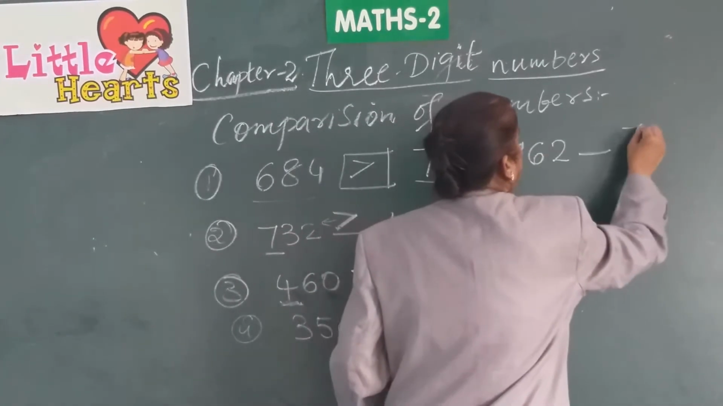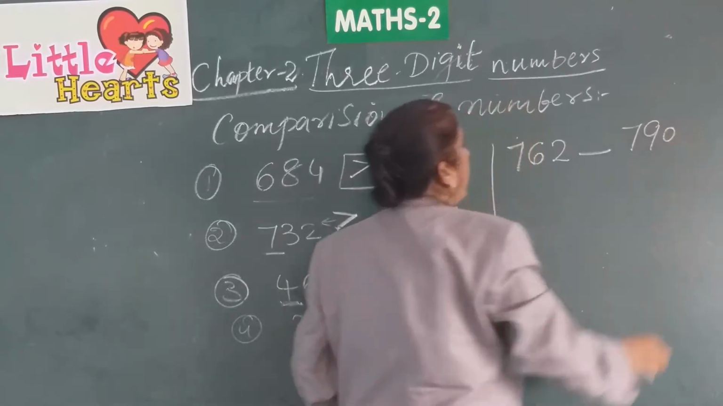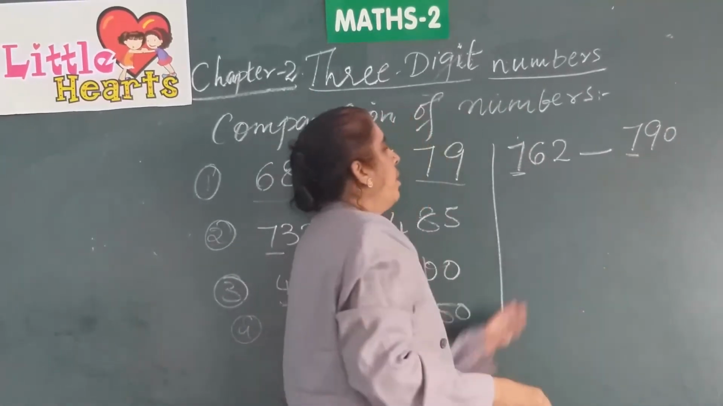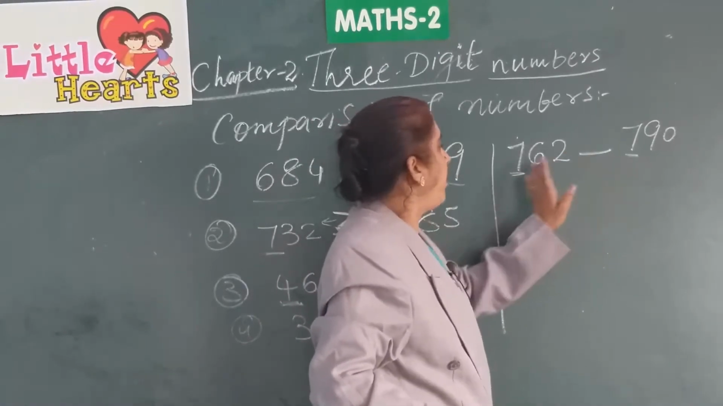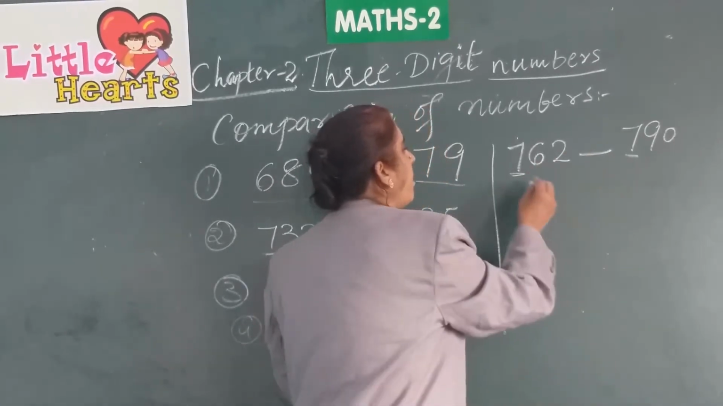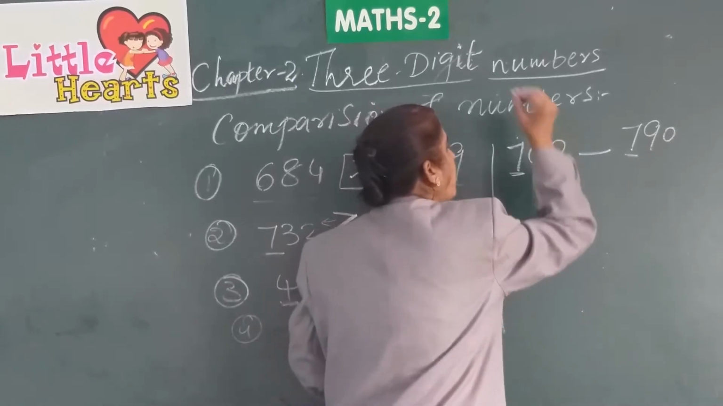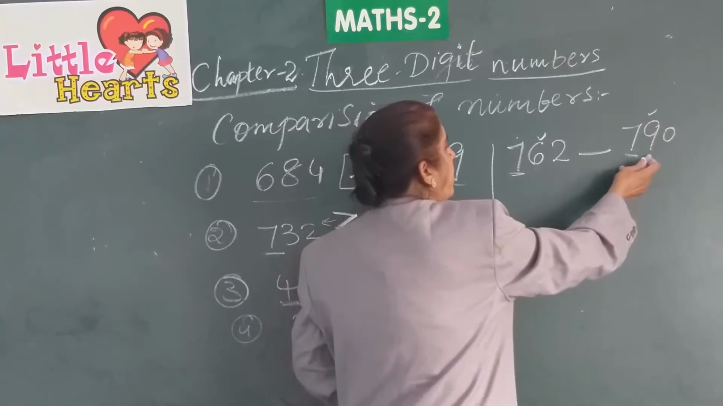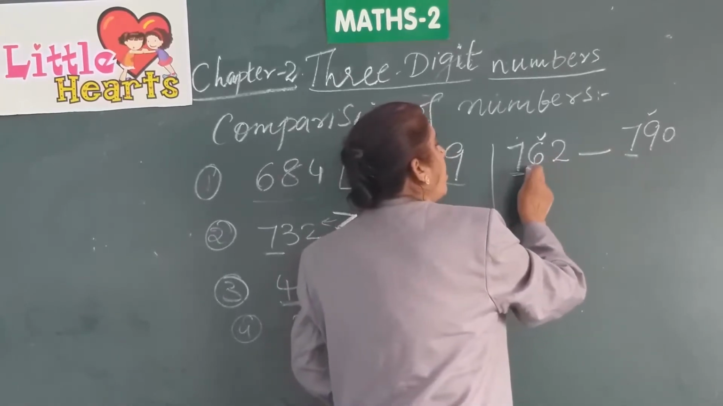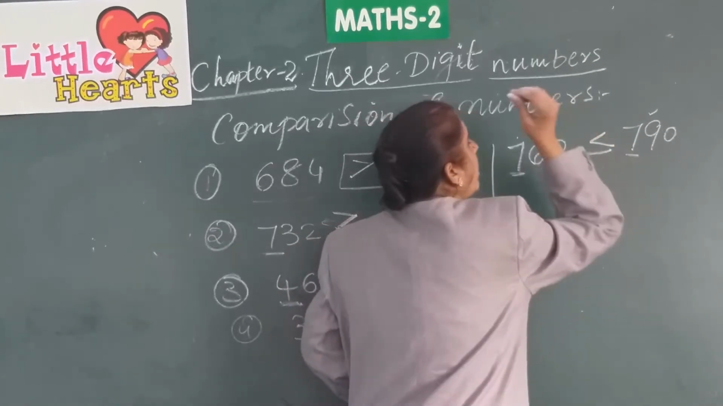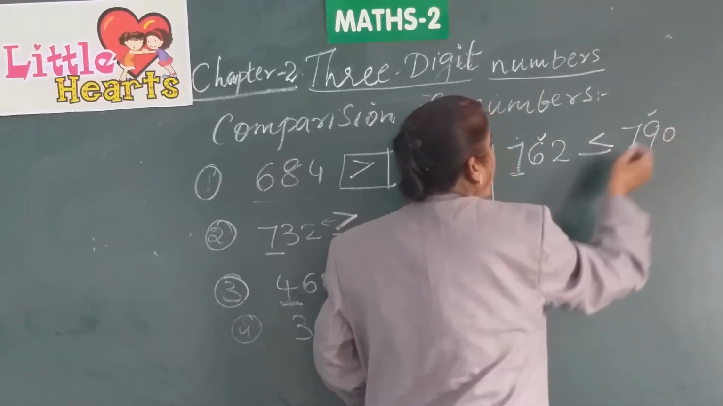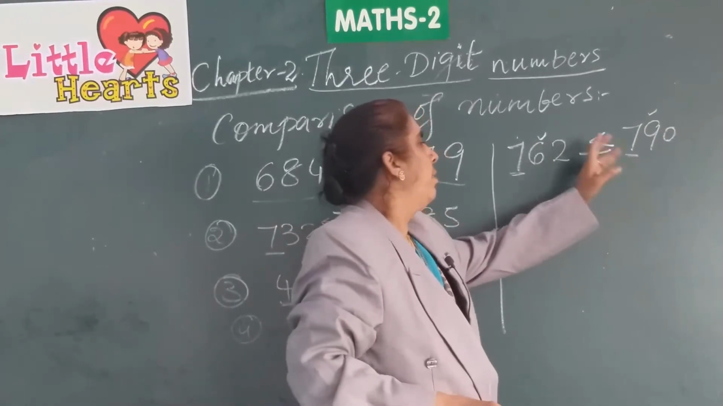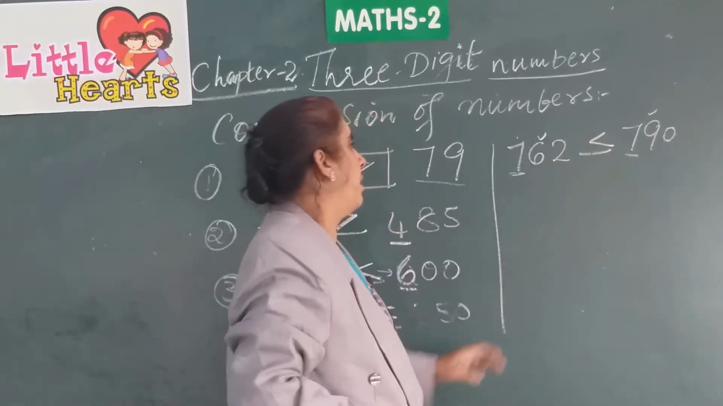762 and 790. Observe that, start comparing from the hundreds place digit. Both the numbers have the same digit in the hundreds place. Then come to the tens place, 6 and 9. So which is bigger? 9 is bigger, 6 is smaller. So 762 is less than 790 because 6 is less than 9. As 6 is less than 9, we use the symbol less than here.